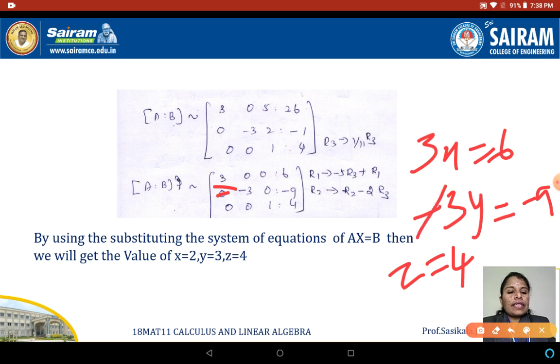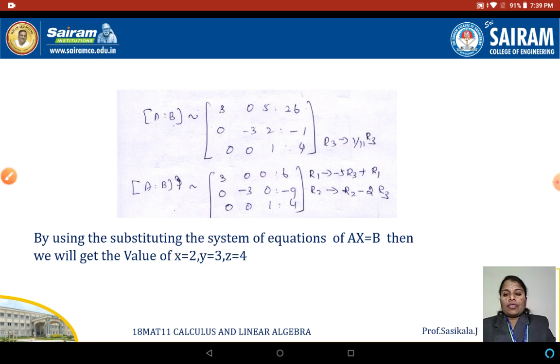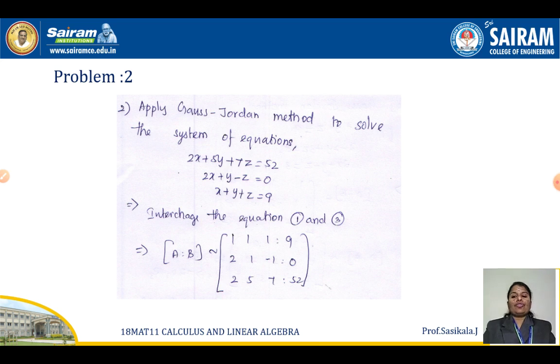From here minus will get cancelled, 3 will get cancelled, I will get 3. So y is equal to 3, z is equal to 4, and here 3x is equal to 6, divided by 3 will be 2. So that's why x is 2, y is equal to 3, and z is equal to 4 has come. Okay. So you just make it a diagonal matrix. You can avoid the backward substitution which you have learned in the Gauss elimination method. Okay. So now we are going with one more example to understand the Gauss-Jordan method.